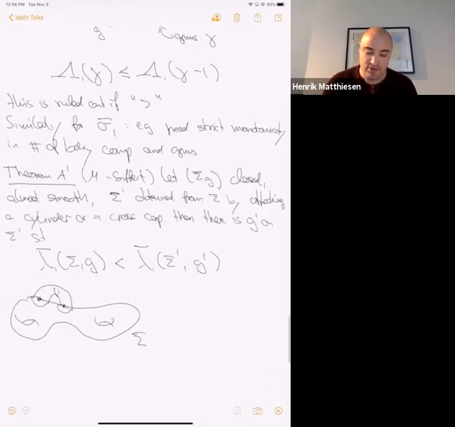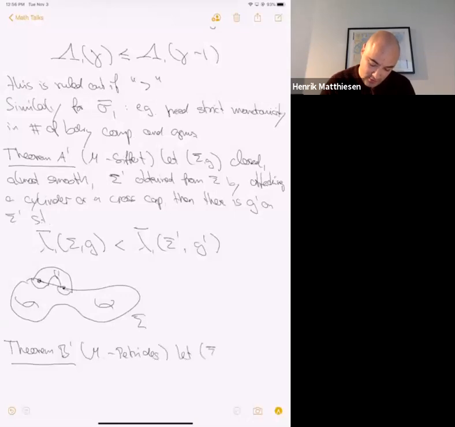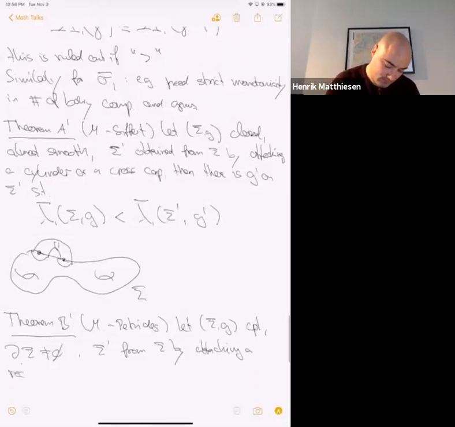Okay. So then the second one is the same thing, but for Steklov, and let's again phrase this in this more general way. So let's say you start with a compact surface with non-empty boundary. Then you have sigma prime from sigma by attaching a rectangle. I'll draw a picture in a second. Then there is some metric G prime on sigma prime such that again you strictly increase.